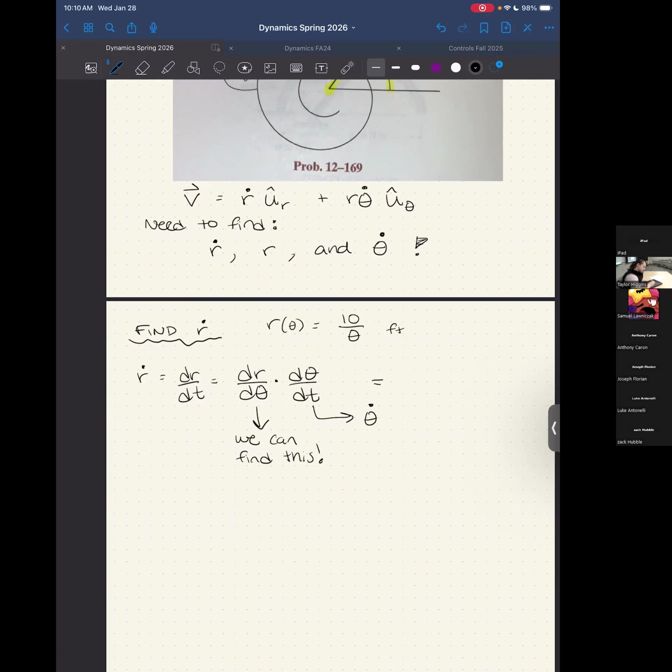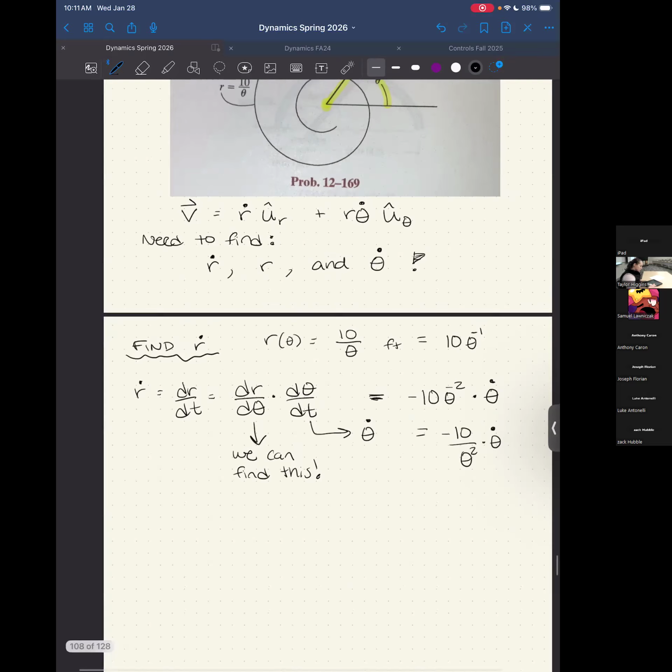Okay, so let's write out this expression. We'll say dr d theta is equal to what? Well, I can rearrange this a little bit. I can say this is really 10 times theta to the negative 1. In my mind, that makes the derivative easier. So I should have minus 10 theta to the minus 2 as the derivative, times theta dot, or minus 10 over theta squared times theta dot. That's really all I can do with r dot at this point. That's as far as I can get.